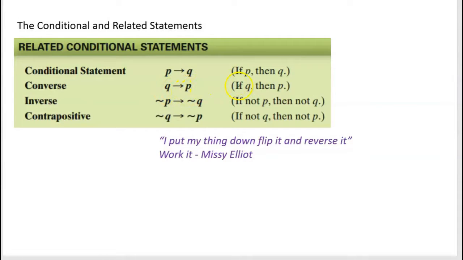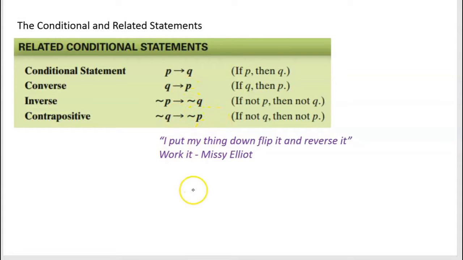then P. And then third, we have the inverse. And the inverse, notice, is not P implies not Q. Or you could read it, if not P, then not Q. And then lastly, we have this crazy thing called the contrapositive. And that would be if not Q, then not P. And notice what happens is the contrapositive is both the converse and the inverse combined together.